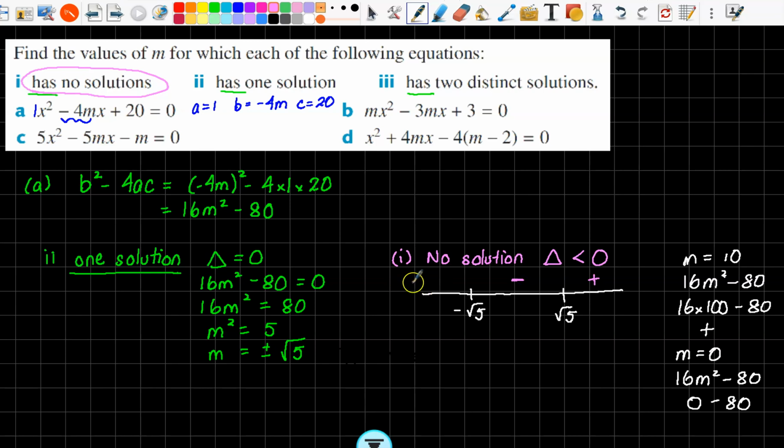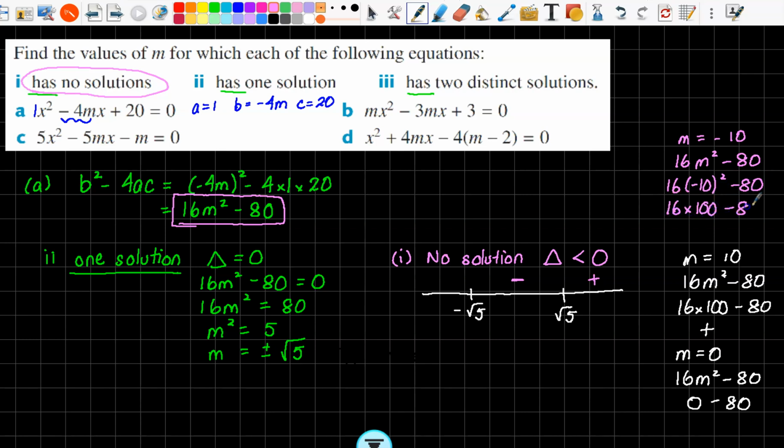Now we're going to pick a number along here. What's a number that's more negative than minus root 5? Again, you could choose minus 100, minus 1,000. I'm going to, you guessed it, choose minus 10. I'm going to pop that back into 16m squared take 80, always. It's always good that you have found your discriminant because we keep going back to it. Now be careful, remember when we square a negative, that's minus 10 all squared. You're going to have 16 times 100 take 80, and that's going to be a way positive number.